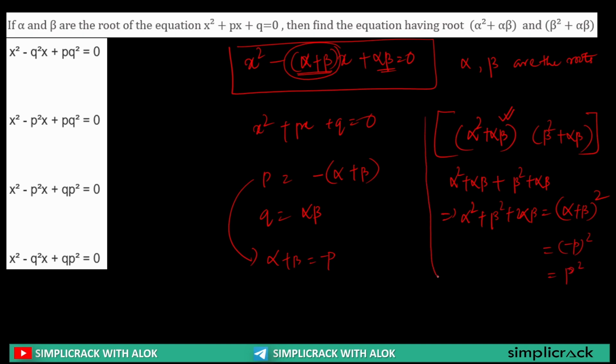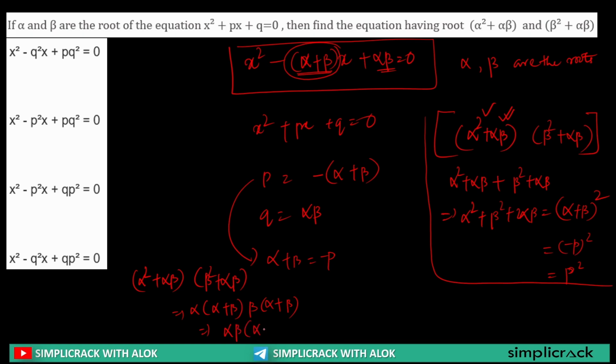Now second thing, we need to find alpha beta. So these are the roots, I have to multiply them. So alpha square plus alpha beta multiplied by beta square plus alpha beta. If I take alpha common from the first, I will get alpha plus beta. If I take beta common from the second, I will get alpha plus beta. Taking common, what is remaining? Alpha beta into alpha plus beta whole square. See, alpha plus beta whole square is p square, so I can directly write p square, and alpha beta is equal to q.